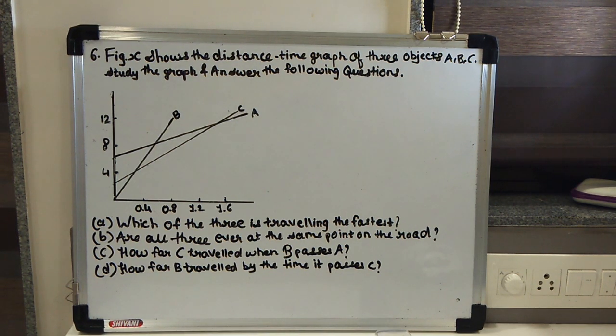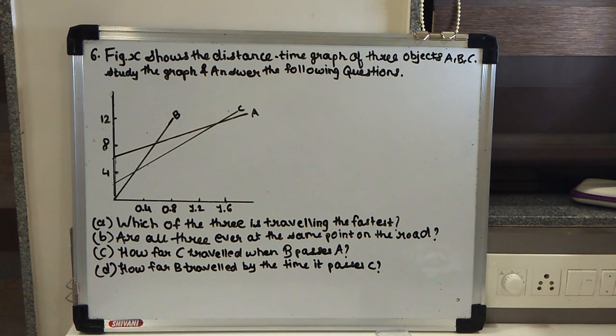This graph is a distance-time graph. And there are four questions given to us which we have to solve. Let's see what they are. So there are four questions.